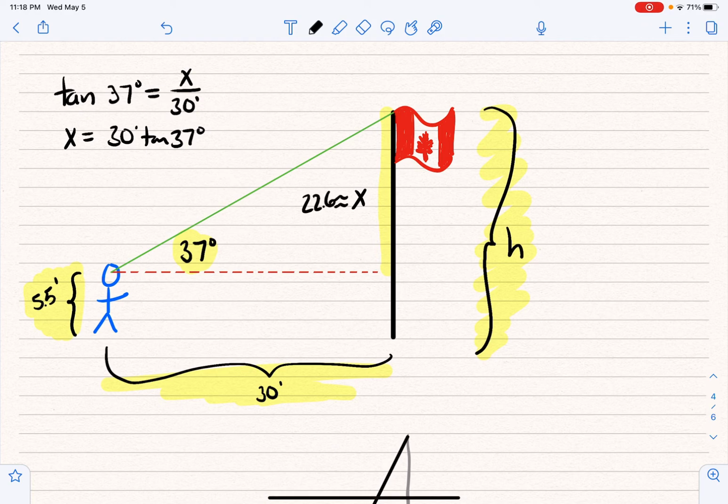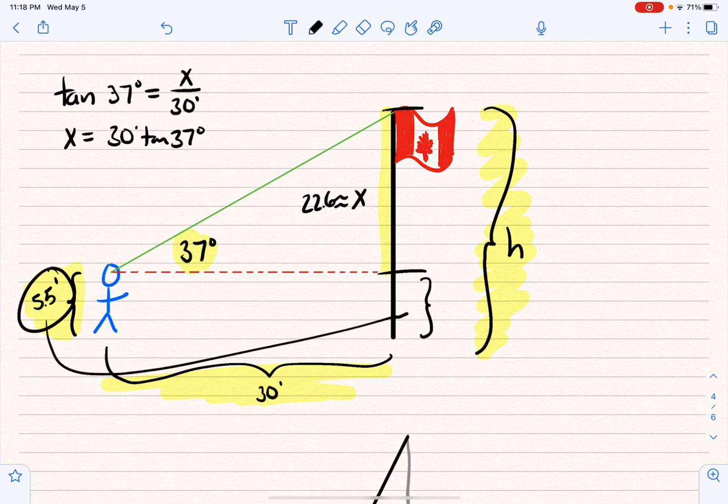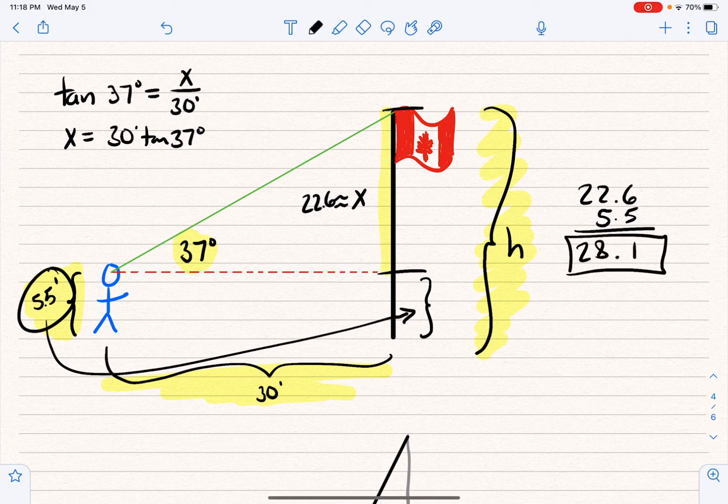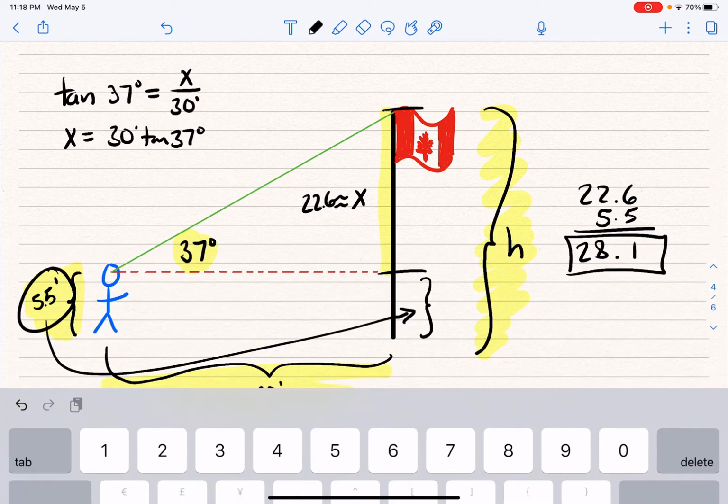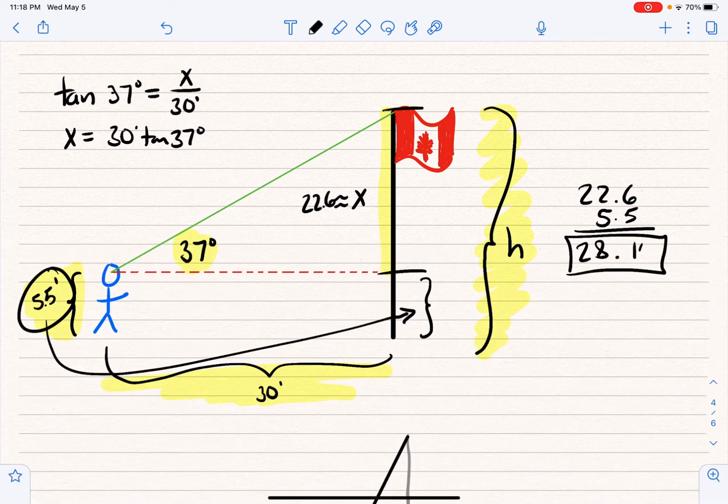Okay, now is that my answer? No, because that's only this distance right here. And I have to add this distance, which is the 5.5. So I take my 22.6 and add my 5.5 and I get a total answer of 28.1. So someone says, how tall is that flagpole? You go, well, it's about 28.1 feet. Okay, 28.1 feet. And hopefully that's the same answer that you got.